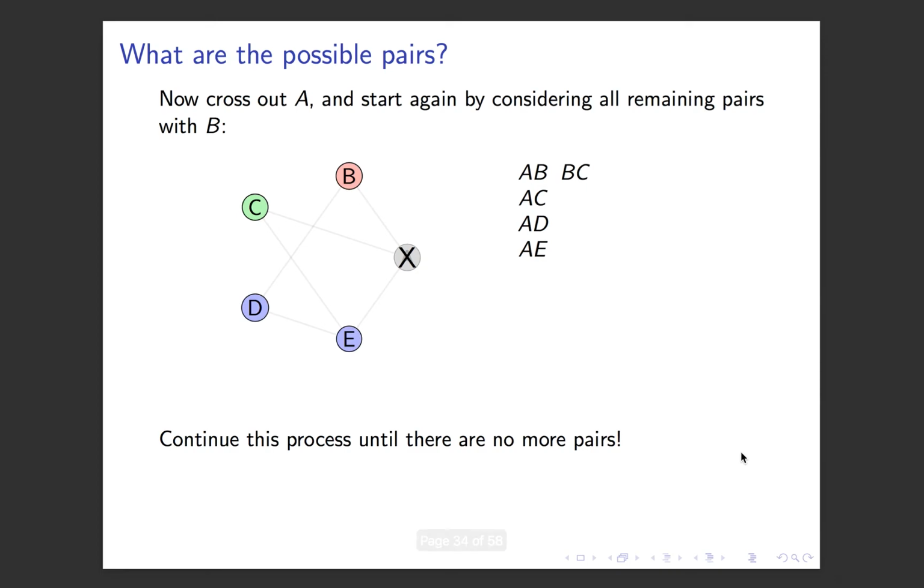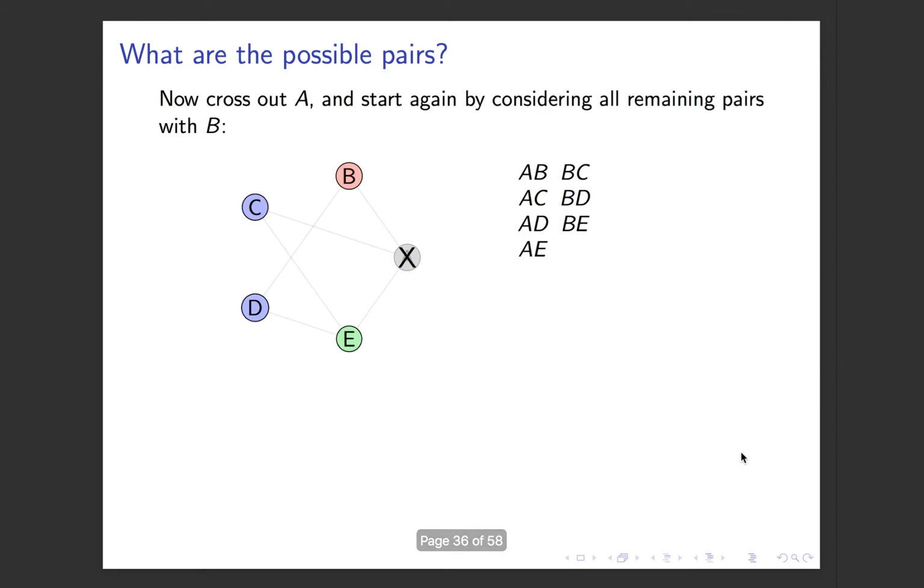So let's ignore A now. We've already considered all the pairs with A. And now let's jump to our next node, which is B. B could be paired with C, B could be paired with D, and B could be paired with E. Now in our next iteration, we would ignore B and consider the last 3 nodes that we haven't worked through yet. And then we would keep continuing this process until eventually we run out of pairs.